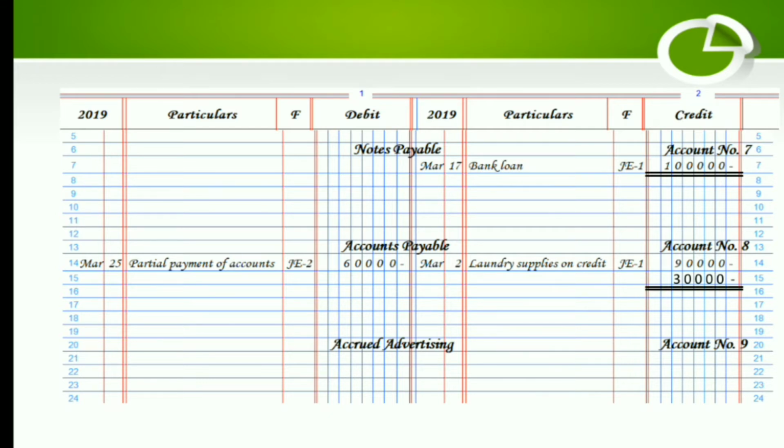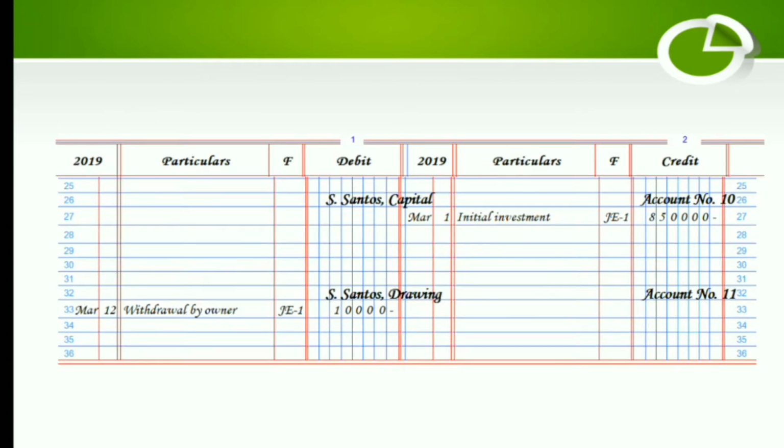Next is account number 9, which is accrued advertising, and there are no entries for the accrued advertising account, so therefore we're going to proceed to account number 10, and we have S. Santos Capital. There is only one transaction posted in S. Santos Capital, and that is the initial investment of 850,000. So we're going to double rule this figure.